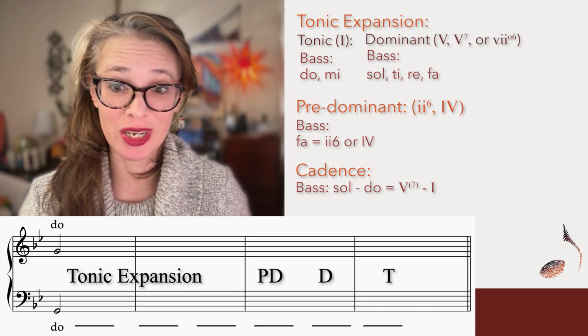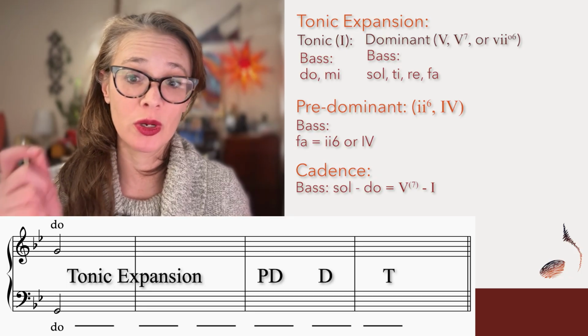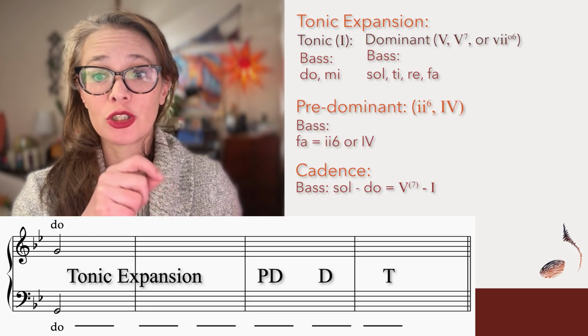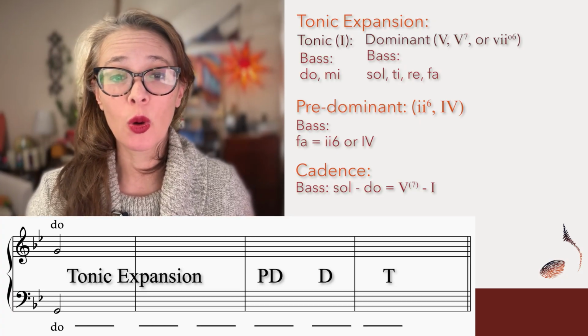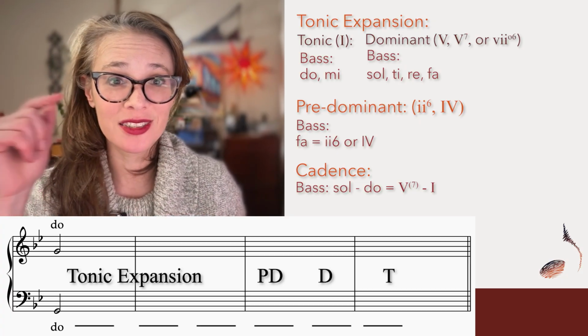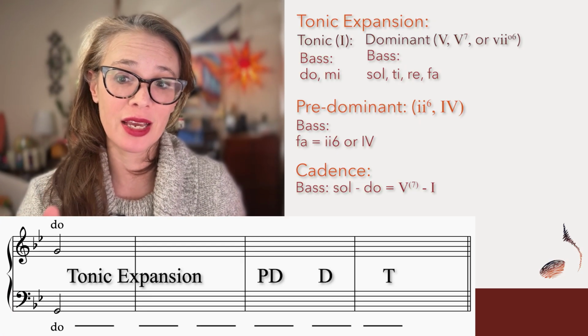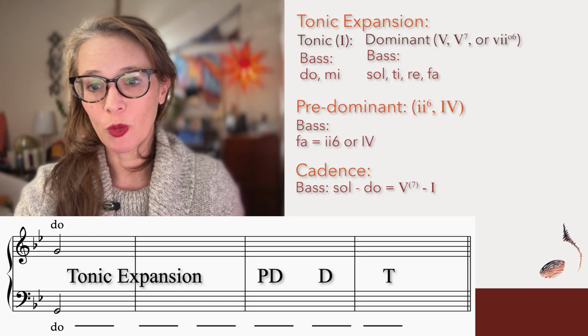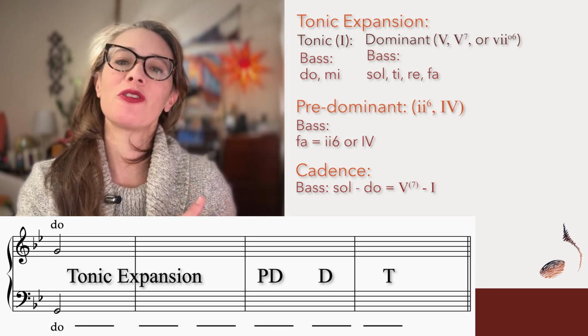Feel free to write that out if you wanted. So do, fa, me would give you tonic, dominant, tonic. Whereas do, sol, fa would give you tonic, dominant, dominant. And then if you keep going, you end up with a tonic. So what do we have? Back it up and listen to it some more if you need to.